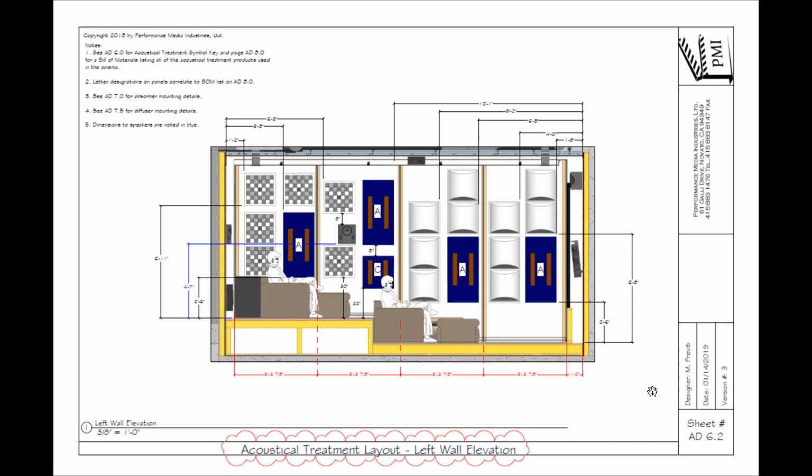You were talking about the acoustic treatments not being symmetrical for a reason. Right. So this asymmetry.